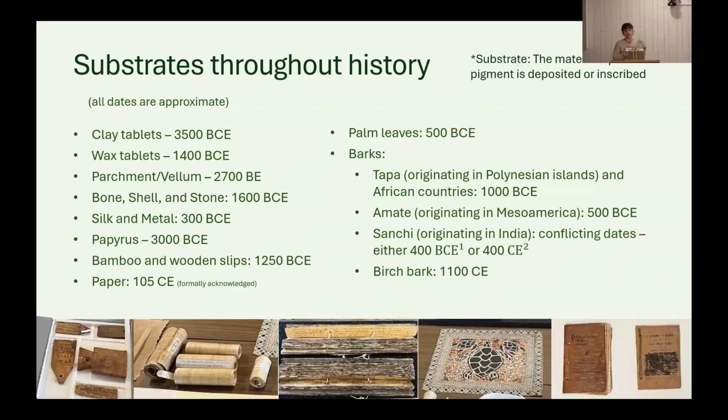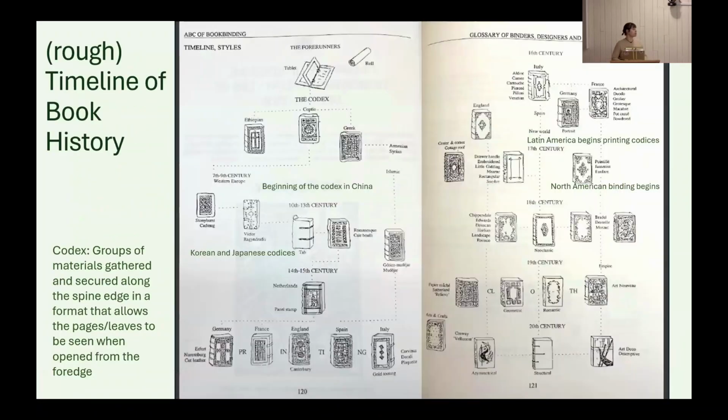And both of those are seen in the earlier book formats, before paper becomes more common. So here's a really rough timeline of the history of the book. We're not going to cover everything, both what is shown and what's not shown, but I just want you to know that it's not a linear timeline by any means. So when I talk about the history of the book, I'm referring to the codex format.